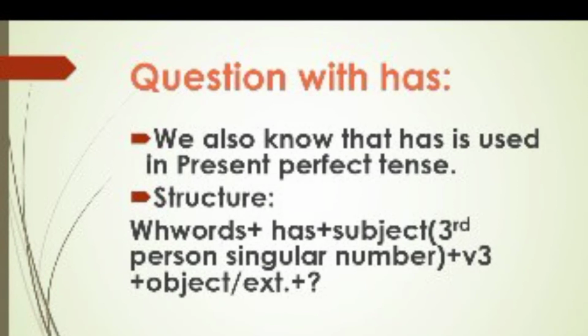Question with has. We also know that has is used in present perfect tense if the subject is third person singular number. Let's see what will be the structure at the time of making W's question. So at first you have to write down the W's word, then you have to write has, then you have to write the subject, the subject will be third person singular number, and then the verb will be past participle form, then object or extension, and at the end you have to put a question mark. In this way, by following the underlined word, you have to make the question.